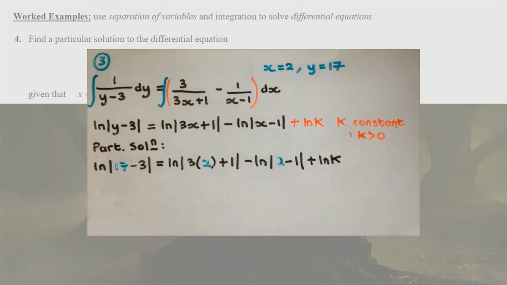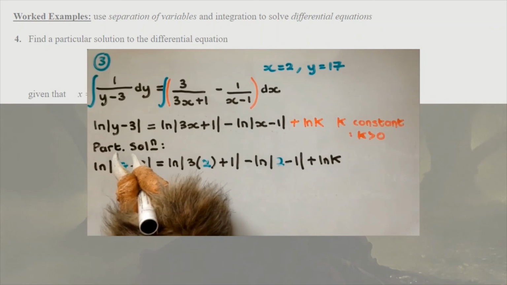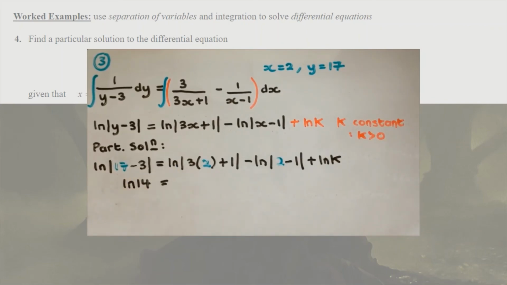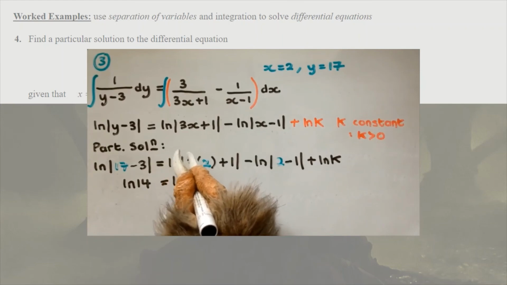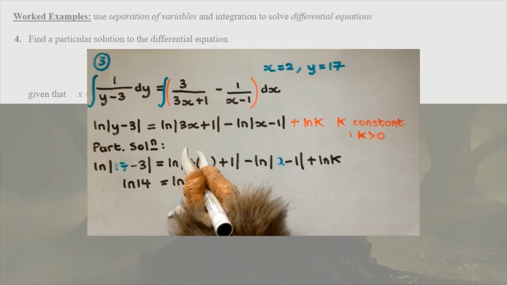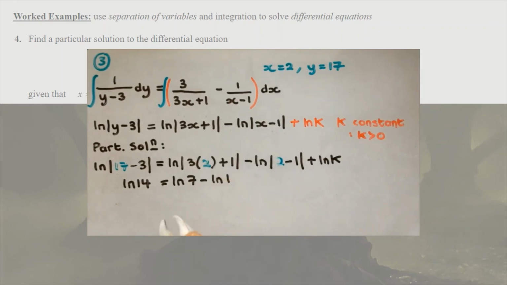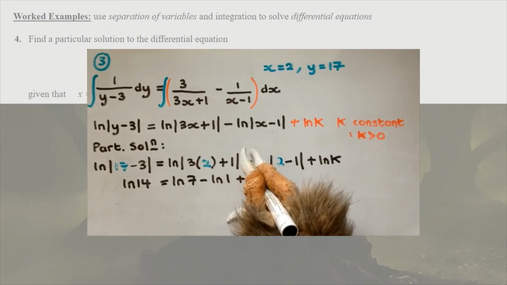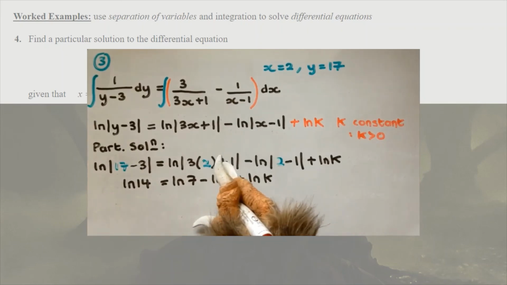Alright, so some evaluating to do here. So that's going to be ln of 14 is equal to 3 lots of 2 is 6 plus 1 ln 7. Nice link up there. Subtract ln of 1 plus ln of k. Right, let's see what we've got. Well, natural log of 1, as we should all know now, you're all saying it, I hope, 0.